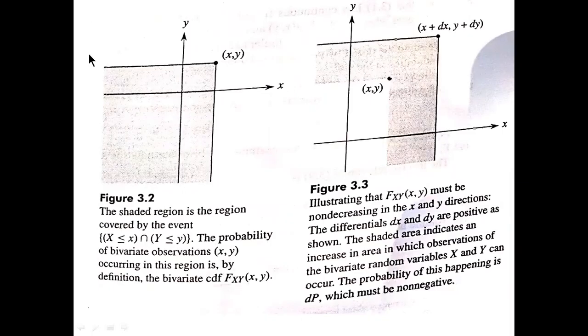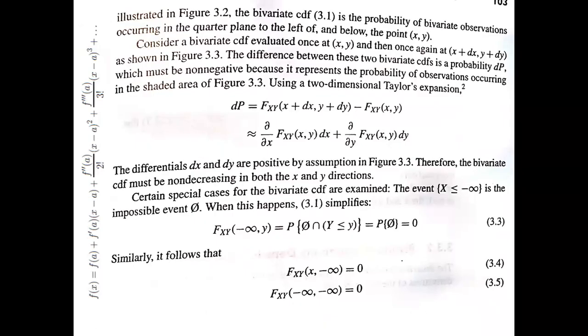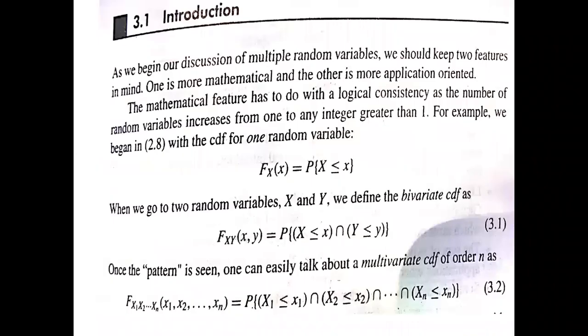So here, below this point xy, that is what we are talking about. The reason is that if you go back over here, if I write Fx of infinity, then x less than infinity will give me a value 1. If x is equal to minus infinity, then x is less than or equal to minus infinity. That means it's an impossible event. You don't have anything less than minus infinity, right?